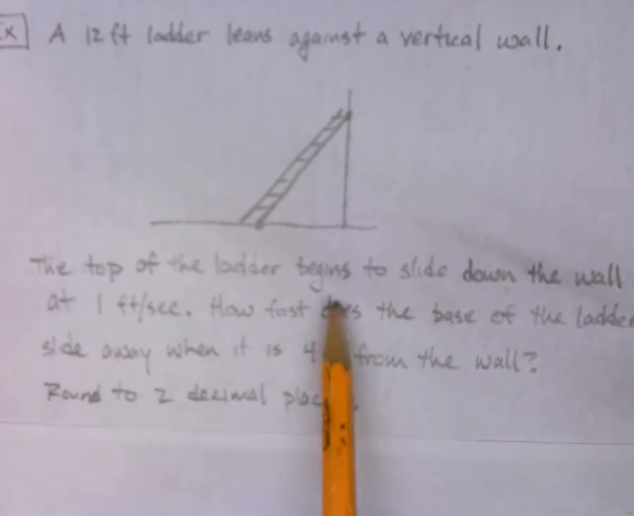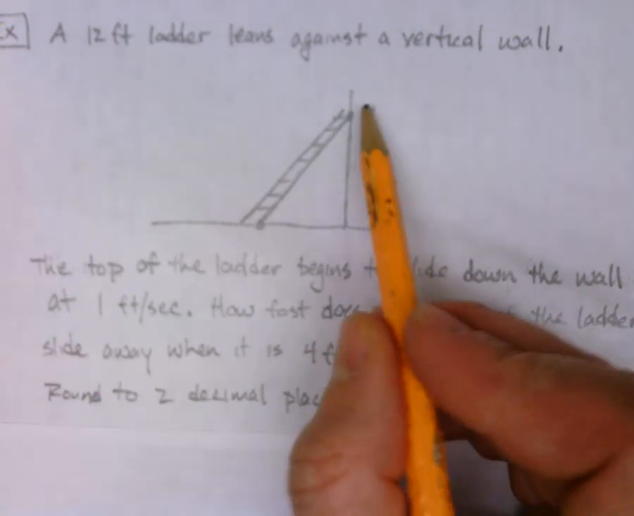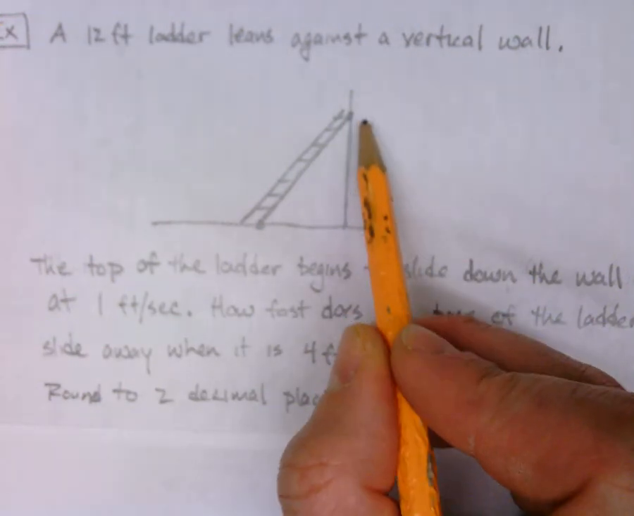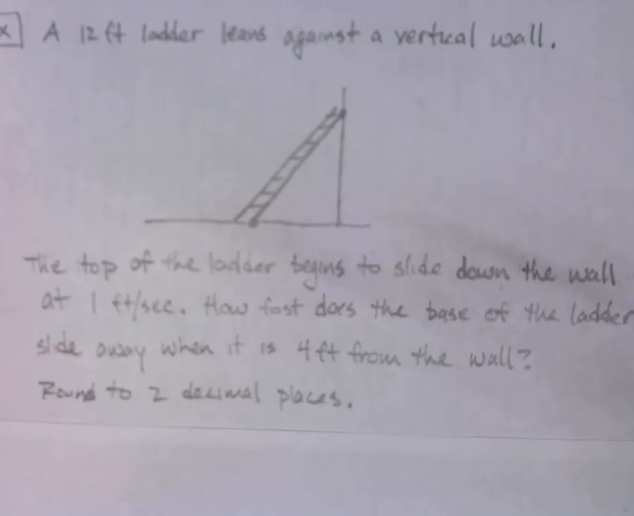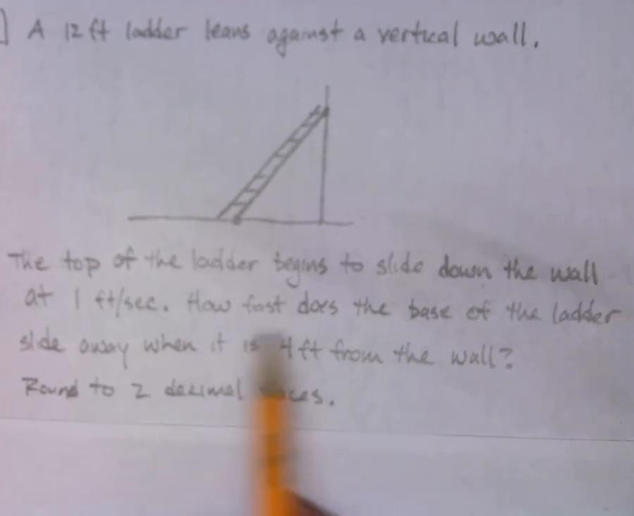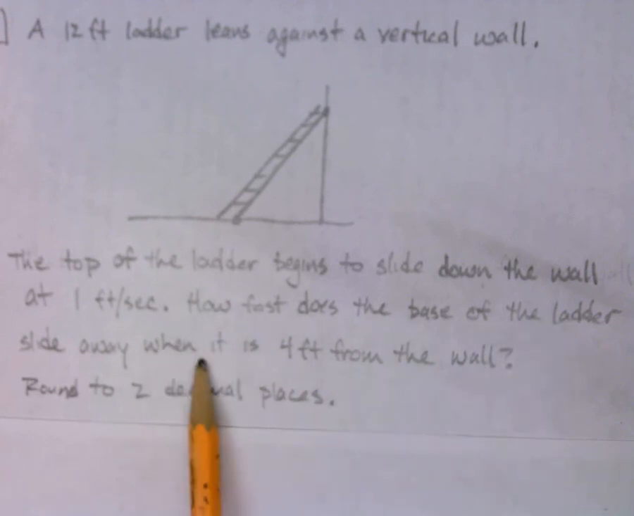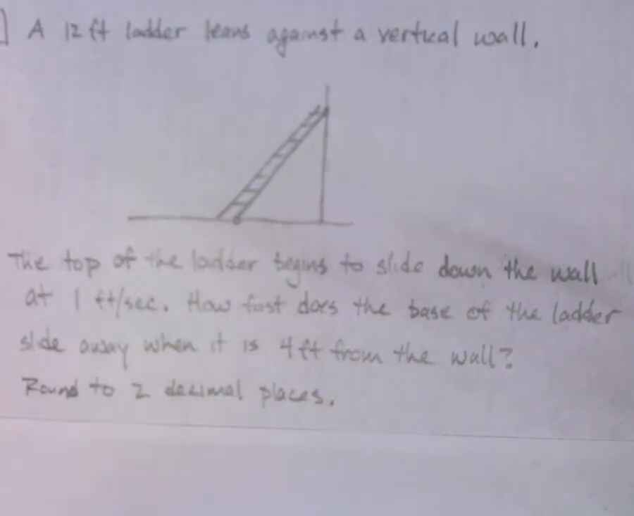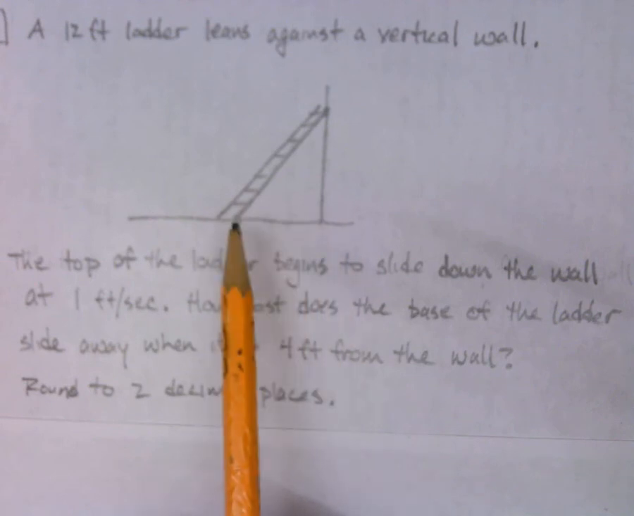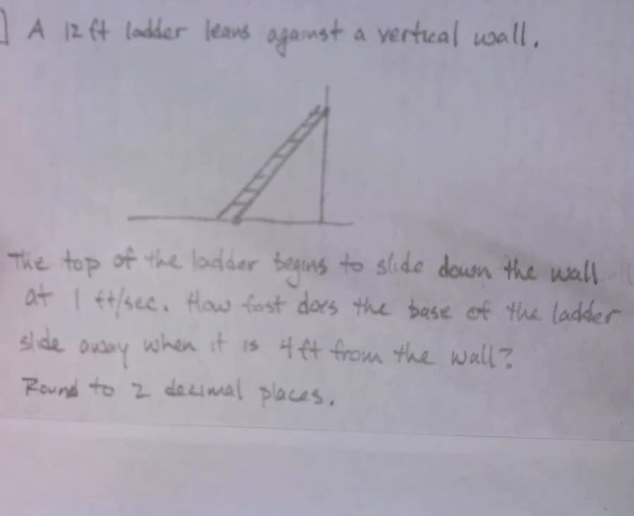The top of the ladder begins to slide down the wall. So that top of the ladder is going to start to lose grip on the wall, and it's going to start to slide down. Very dangerous. It slides down the wall at 1 foot per second. So the question is, how fast does the base of the ladder slide away? Obviously, as the top of the ladder slides down, the base of the ladder is going to start to push this way. How fast does the base of the ladder slide away when it is 4 feet from the wall? So at the moment it's 4 feet away, how fast is it sliding out? This one we're going to have to round to 2 decimal places.